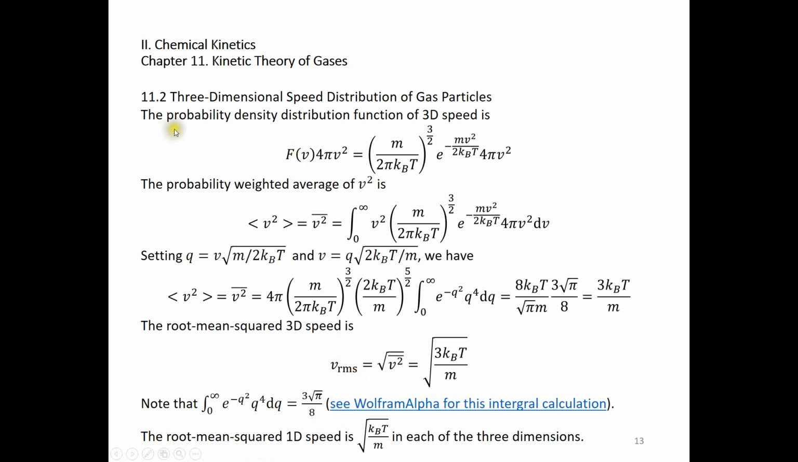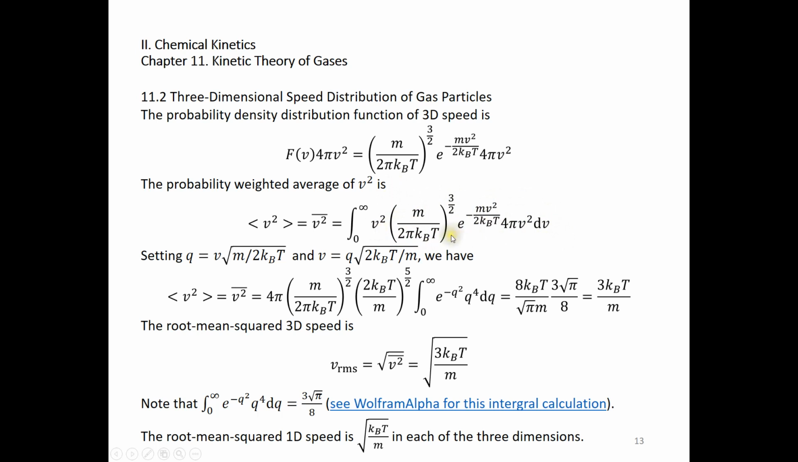Now let's look at this. The probability density function is given over here. Now let's look at the average of v squared. It's just this. We put v squared here, and this is the probability of finding the particle moving at a speed between v and v plus dv. So this whole thing is the probability. Without dv, that's probability density. With dv, that's the probability. The probability weighted v squared, you integrate this.